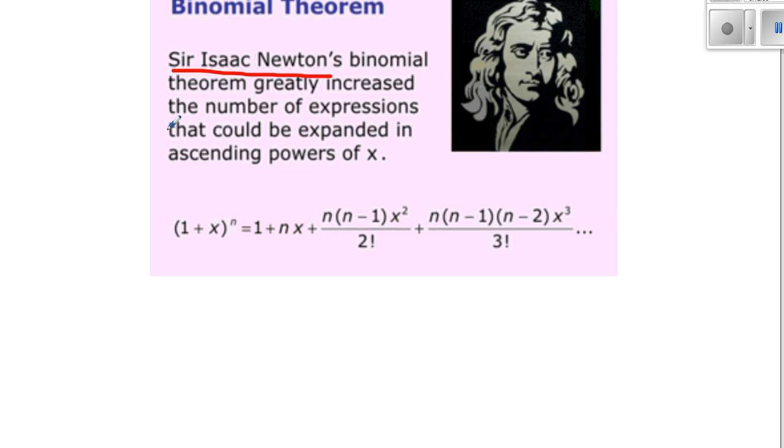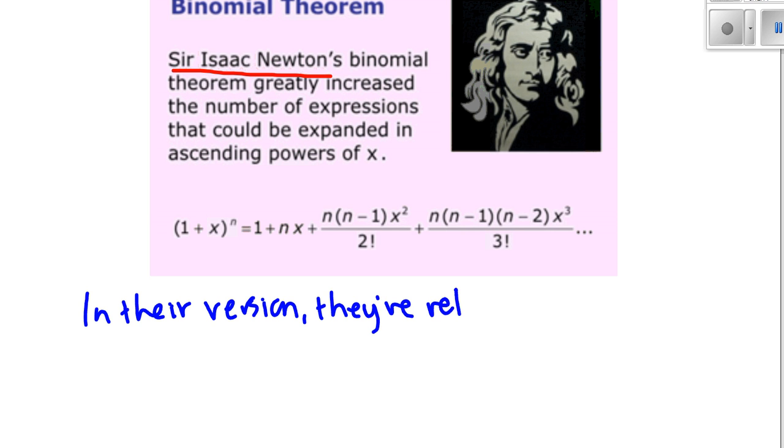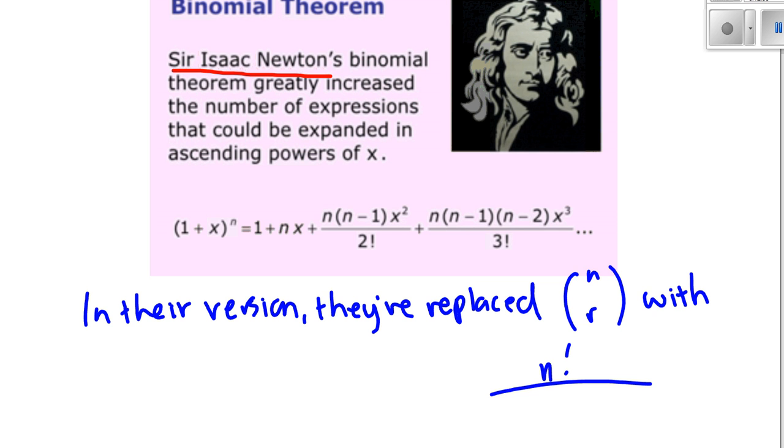Yeah, exactly. So in their formula, they're factored in. In their version, they've replaced nCr with n factorial over r factorial times n minus r factorial. So in their version of the formula, they've kind of factored in this business. They've sort of done it vaguely.